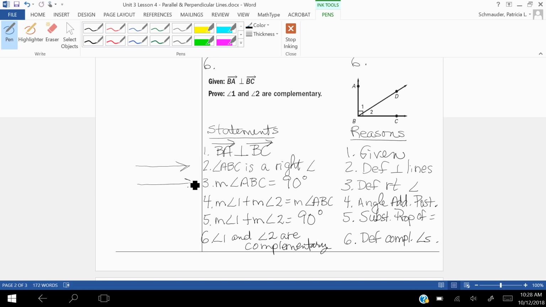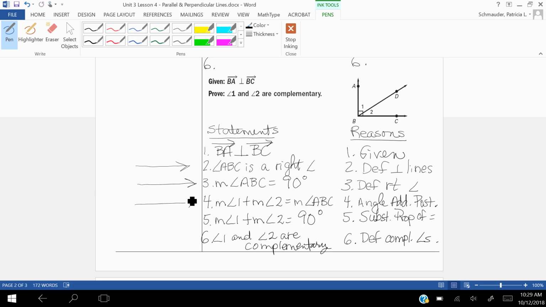And then what can I do? Well, they've labeled these angles 1 and 2, so I feel like I'm just going to make an angle addition postulate statement. So that's what I do. I say the measure of angle 1 plus the measure of angle 2 equals the measure of angle ABC. That's the angle addition postulate.